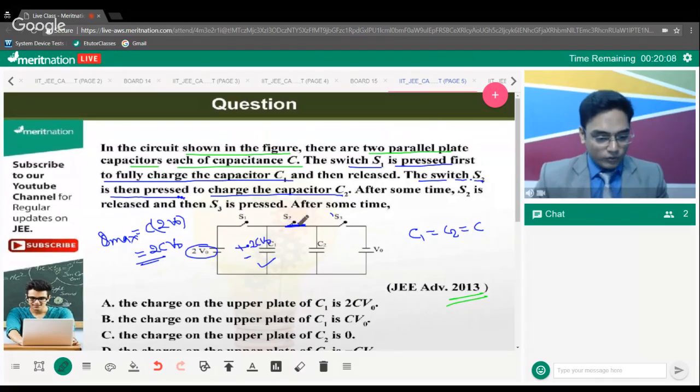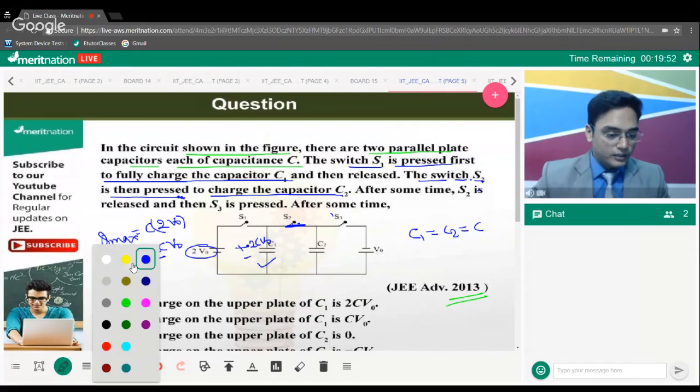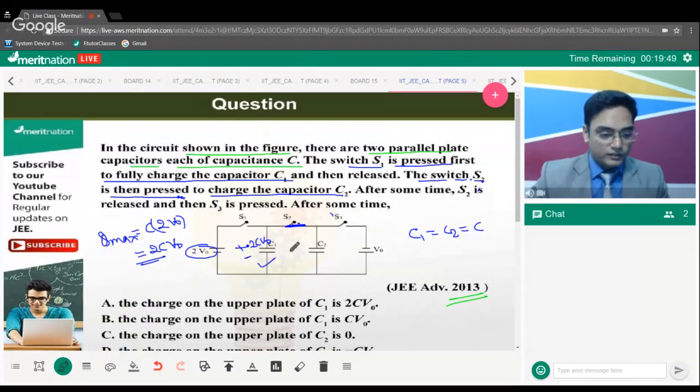Now when we connect this, since C1 is equal to C2, what will happen? Charge gets distributed. Since both have the same capacitance, the charge will be equally distributed. Finally, it will be plus minus charge CV naught here, and plus minus charge CV naught here. So the net charge is 2CV naught.